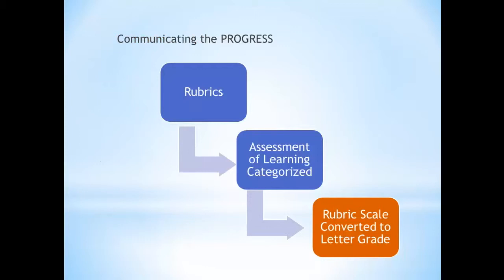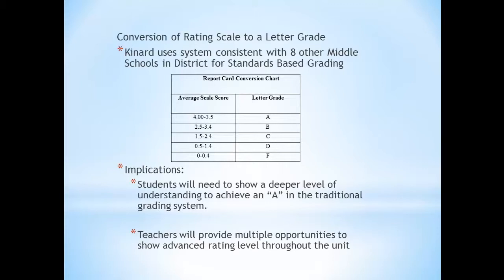So how do we convert that to a letter grade and into a report card? We at Kinard have adopted a system, along with 8 other middle schools, with a conversion rating scale as follows. We'll take the score. In this case, on the high end, if we have a 4 to a 3.5, that will be converted to an A. 2.5 to 3.5 will be a B, and so forth.